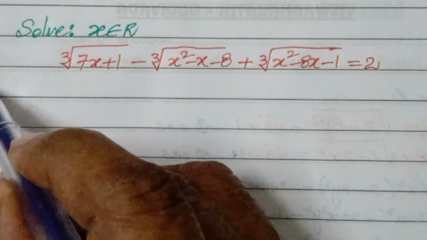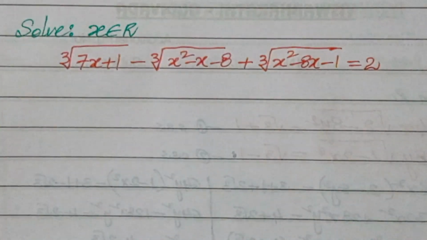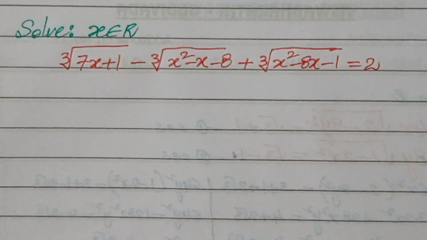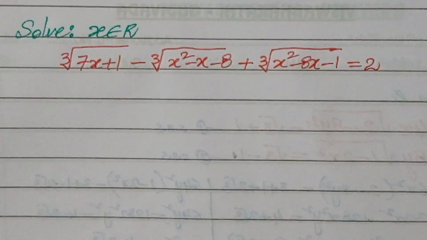So how to solve this problem? Here cubes are given, so if you do cubing on both sides, it is very difficult to complete the problem. So here we are going for substitution, and we will complete the problem.